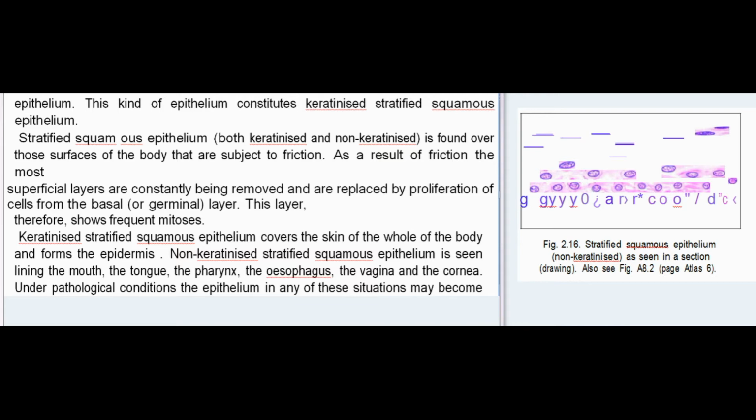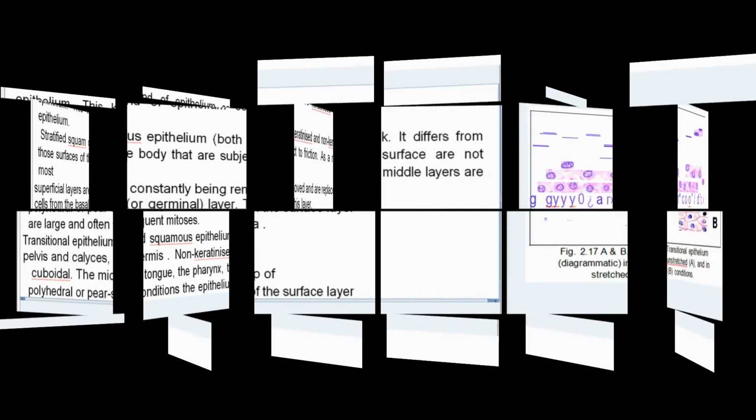Keratinized stratified squamous epithelium covers the skin of the whole of the body and forms the epidermis. Non-keratinized stratified squamous epithelium is seen lining the mouth, the tongue, the pharynx, the esophagus, the vagina, and the cornea. Under pathological conditions, the epithelium in any of these situations may become keratinized.